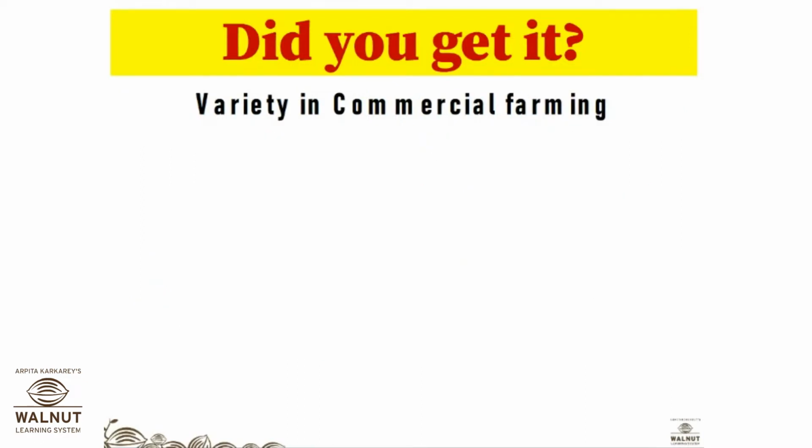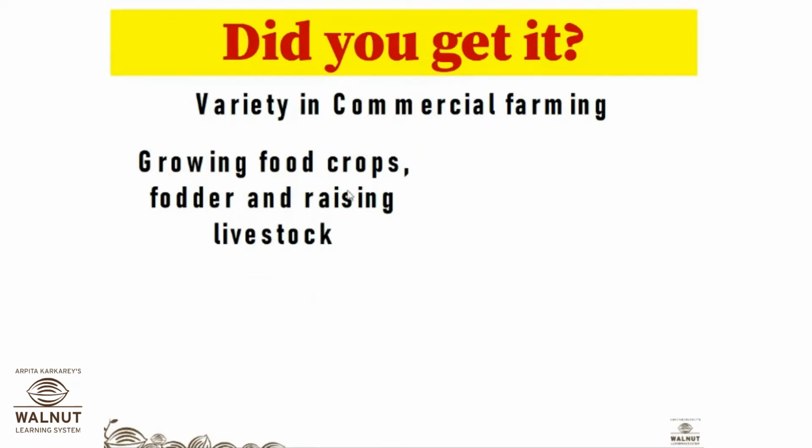Now, a variety in commercial farming: growing food crops, then fodder and raising livestock. This is known as mixed farming. So in mixed farming, this type of farming is done for growing the food crops, which we use in our day-to-day life, like wheat, rice. All these are considered food crops. Fodder means what? The food for animals. So animals are fed this type of fodder, and this type of production is done in mixed farming.